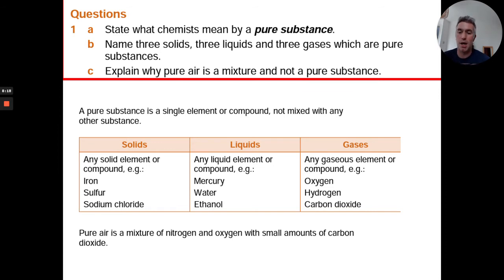Liquid elements in the periodic table are something like mercury or bromine. You could also have water, pure water, or ethanol. Any gaseous element, oxygen, hydrogen, or carbon dioxide. The oxygen is a pure element, hydrogen is a pure element, carbon dioxide is a pure compound. Pure air is a mixture of nitrogen and oxygen with small amounts of carbon dioxide. So air couldn't be described as a pure substance, but it is made of different elements and compounds.